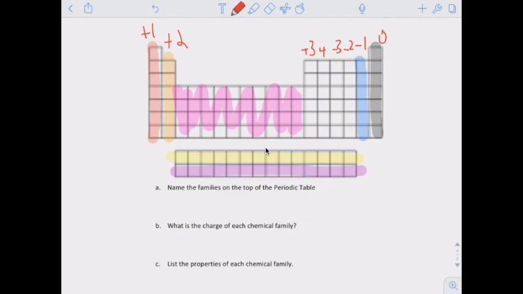And lastly, it says list the properties of each chemical family. So go ahead and go back in your notes and look for each specific family: the alkaline earth, transition, halogens, noble gases. Look for each one of those and write down their chemical properties.